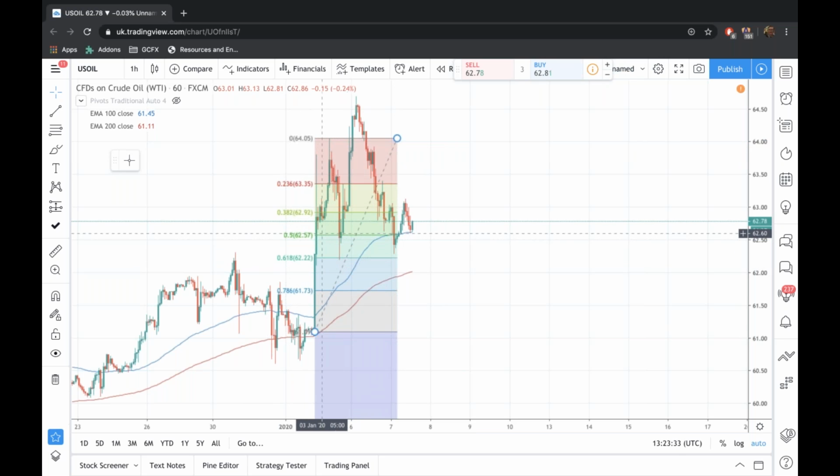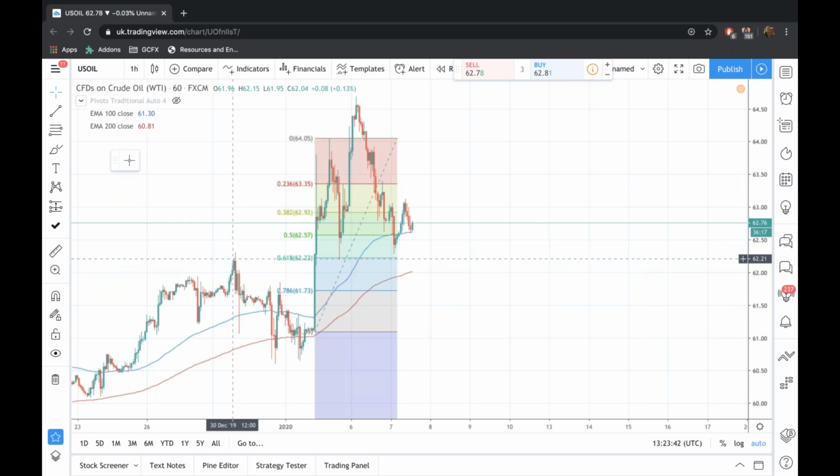I teach just taking it from the 50%. The reason I took the 61% is it just corresponded with these recent highs. So you can see there was a nice horizontal support, resistance turn support here. I'll just draw the level in.